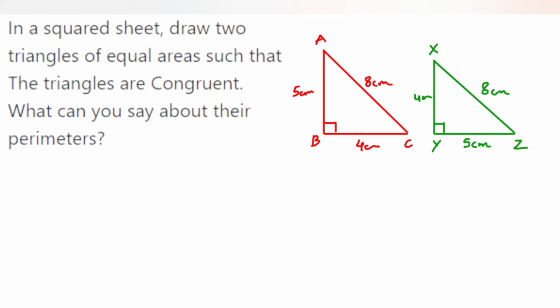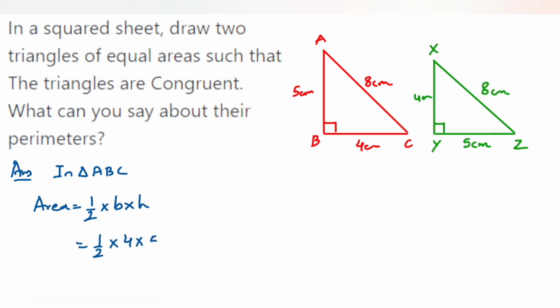So we know that area formula is half into base into height. So in triangle ABC, the area formula is half into base into height. So the base is 4 centimeter, so half into 4 centimeter, and height is 5 here. We can cancel 2 and 4, so we'll get here 10 centimeter square.